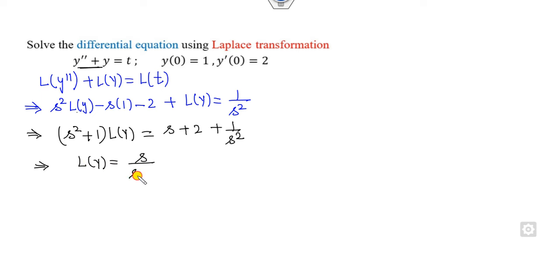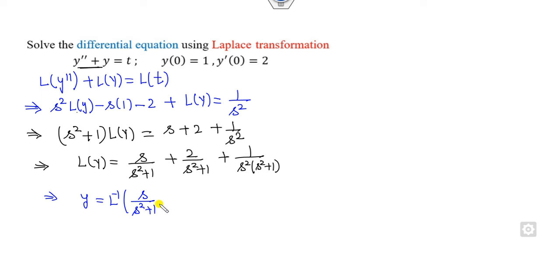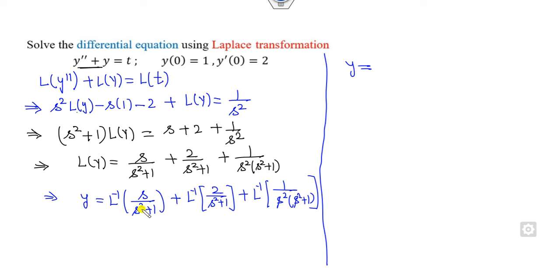It is s over s square plus 1 plus 2 over s square plus 1 plus 1 over s square plus 1. So y will be L inverse of s over s square plus 1, plus L inverse of 2 over s square plus 1, plus L inverse of 1 over s square of s square plus 1. So what is the answer of this? What is the Laplace inverse of this?